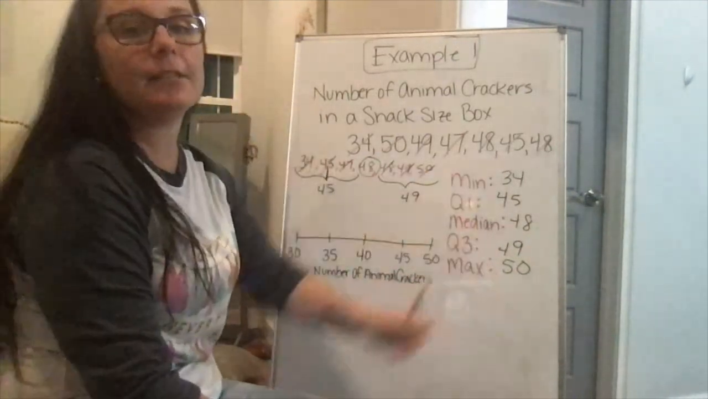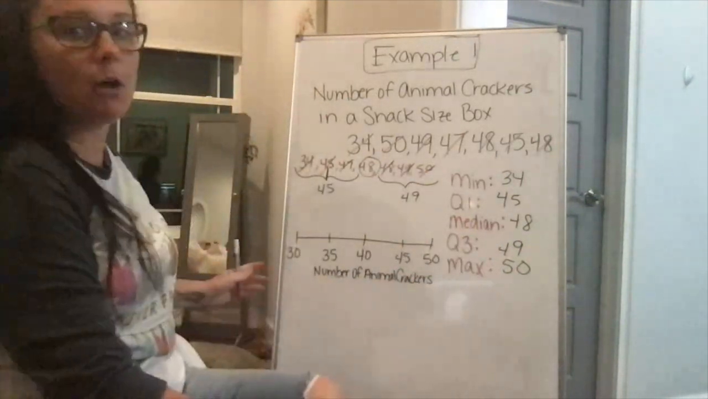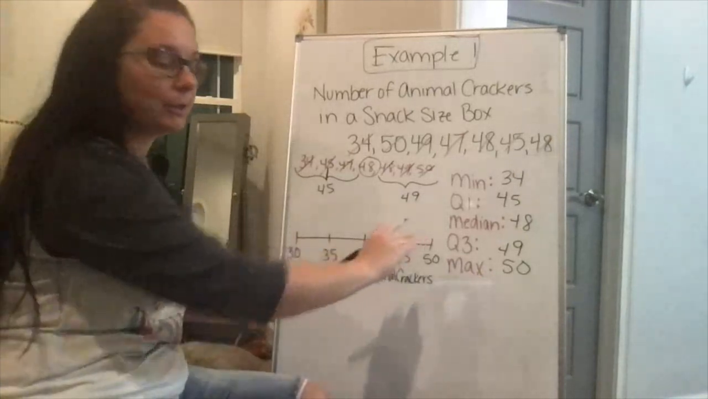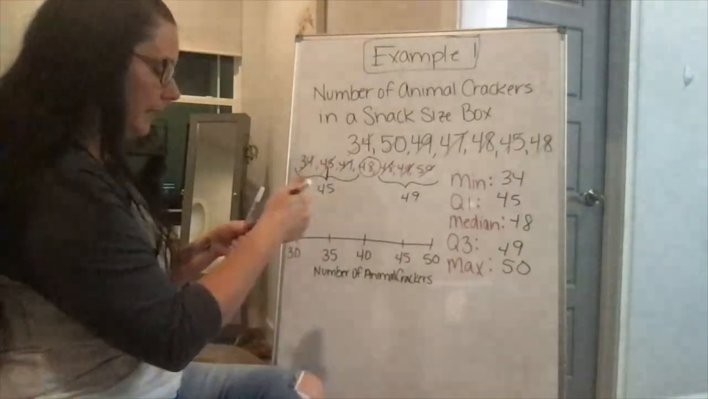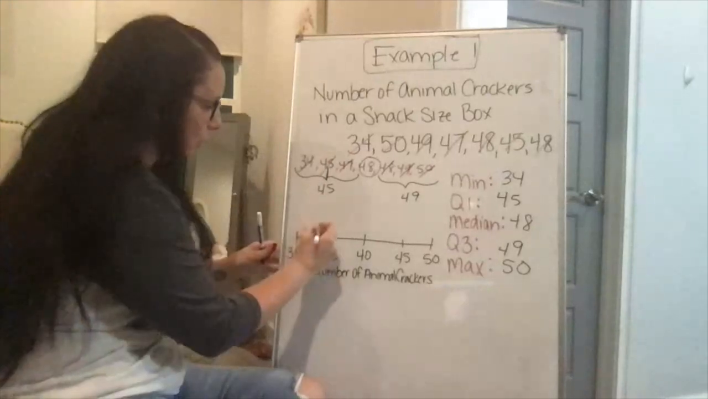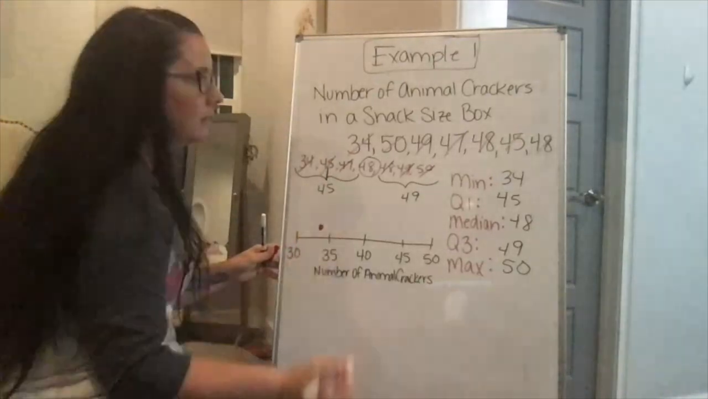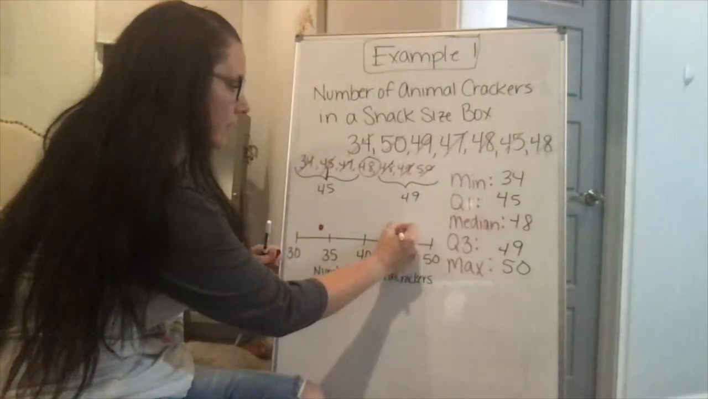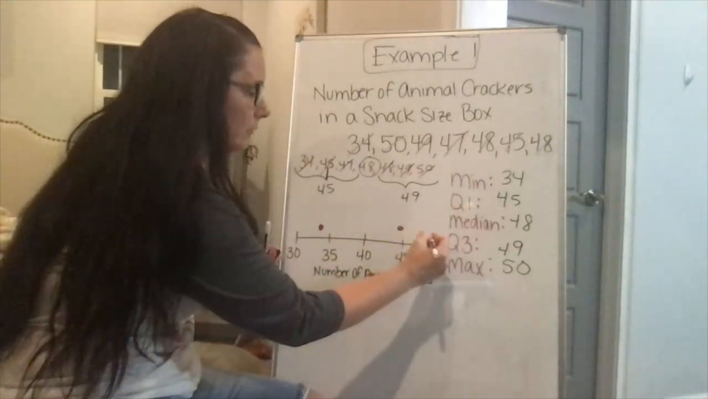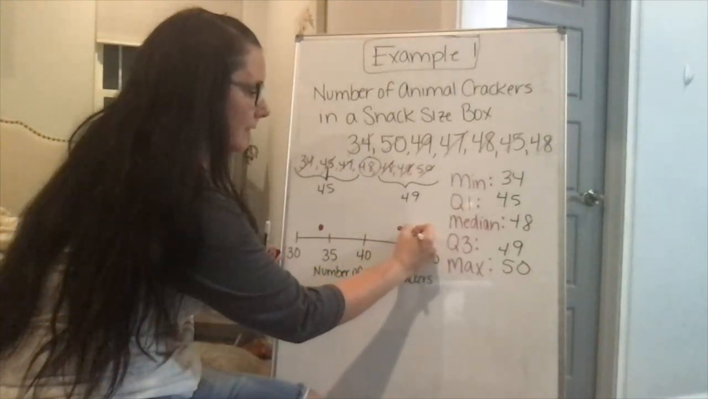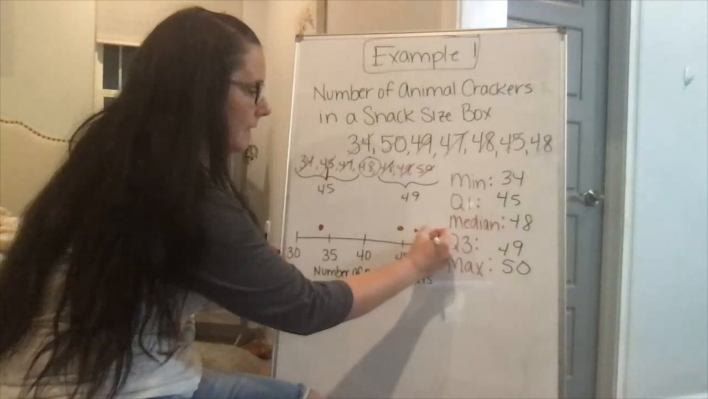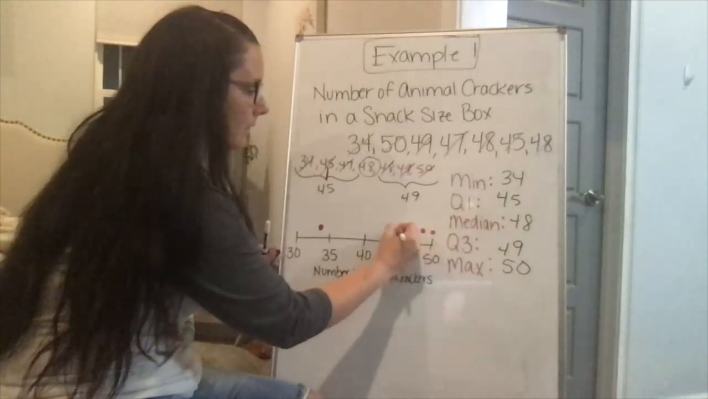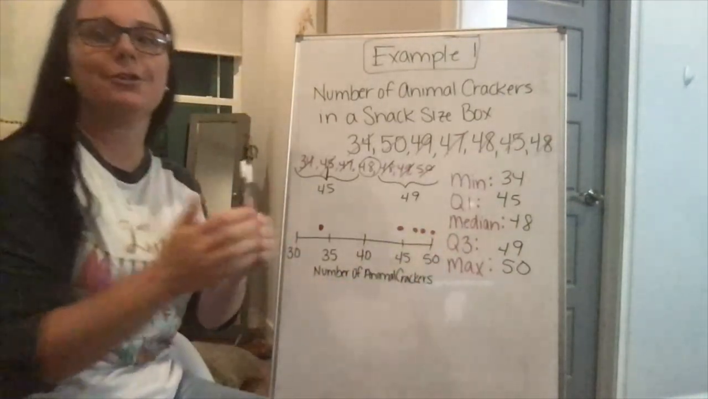So now that I have these five pieces of data, I'm going to put them on my number line that was provided for me. So I'm going to plot 34, 45. Ooh, those are going to be close. 48, 49, and 50. All right, so let's draw our box plot.